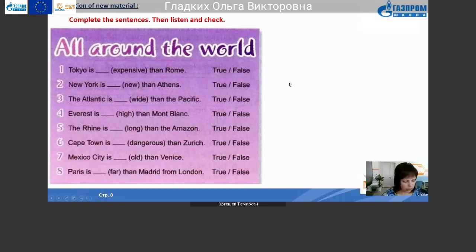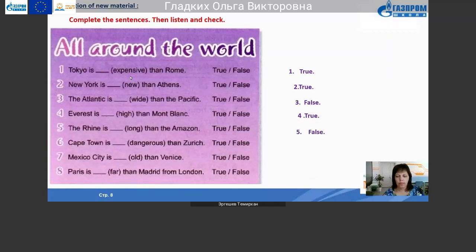Check your own answers. Track 1.25. Unit 2. Language focus. Exercise 2. 1. Tokyo is more expensive than Rome. True. 2. New York is newer than Athens. True. 3. The Atlantic is wider than the Pacific. False. 4. Everest is higher than Mont Blanc. True. 5. The Rhine is longer than the Amazon. False.